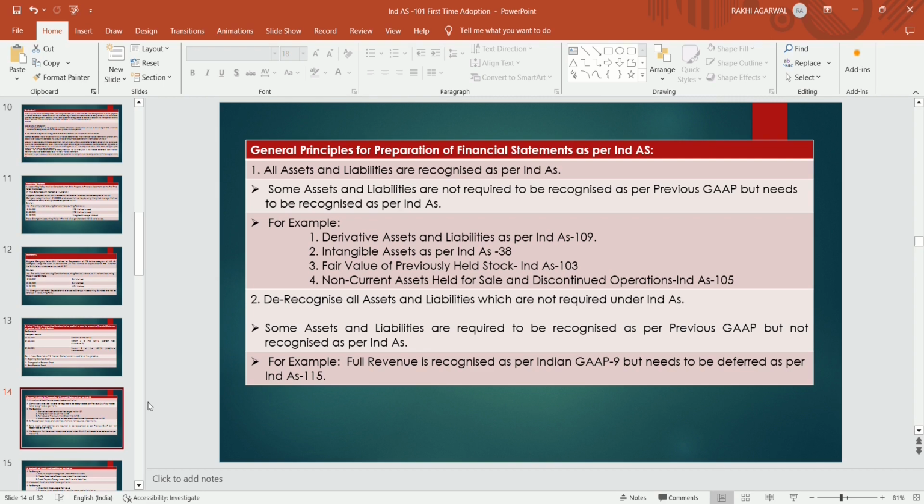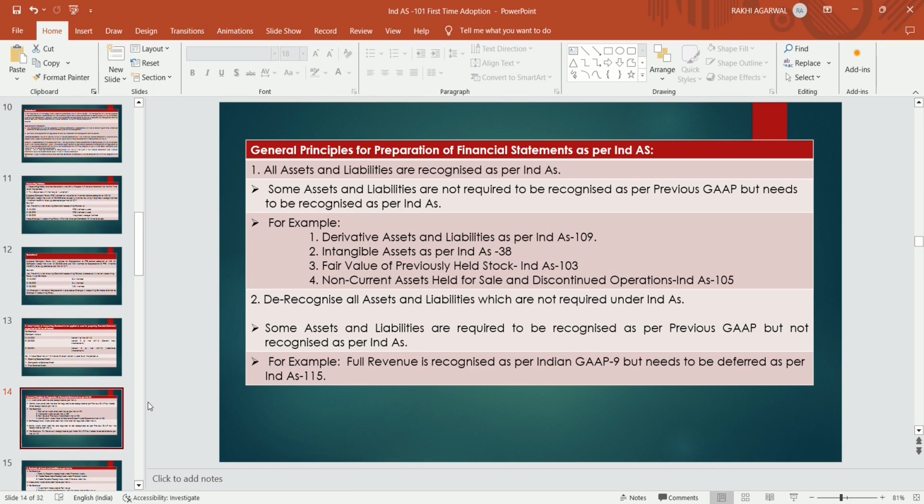All assets and liabilities are recognized as per Ind AS. Means all the assets and liabilities are recognized as per Indian Accounting Standards. Some assets and liabilities are not required to be recognized as per previous GAAP, but need to be recognized as per Ind AS. Derivative assets and liabilities are not required to be recognized in the previous GAAP, but they are to be recognized in Ind AS.